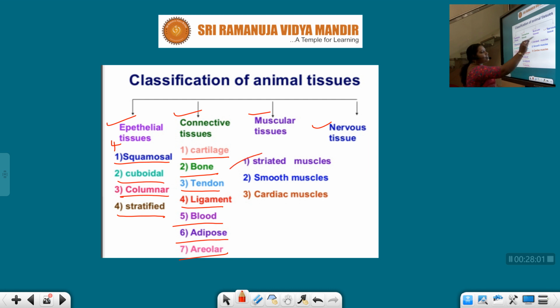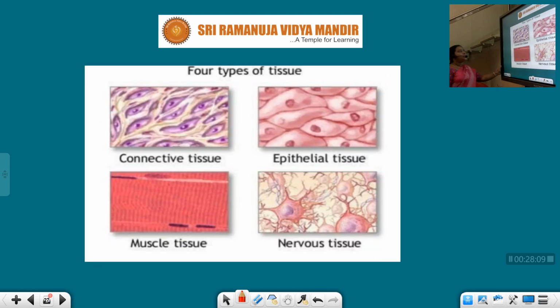Muscular tissue is again of types: striated, smooth and cardiac. Then nervous tissue. See, there are 4 types of tissue: connective, epithelial, muscular and nervous tissues.